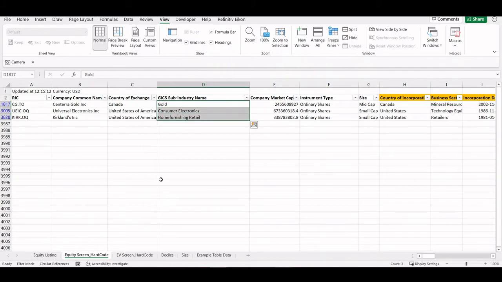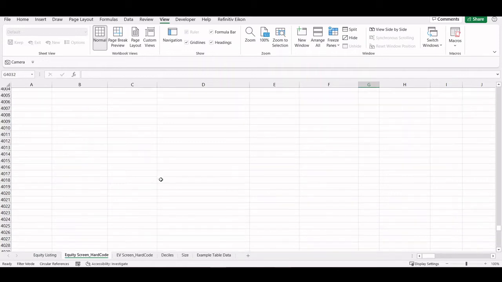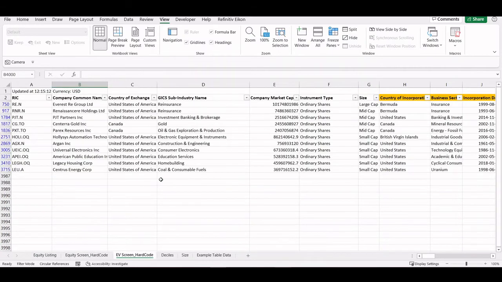We have gold, consumer electronics, home furnishing, retail, and their sizes are different, mid cap and small cap. So it means that our screen is capturing all of these different risk factors and different drivers. For the firm value or EV screen, in terms of the EV to EBITDA screen, again, we have come across companies with different sizes and, of course, different sectors.